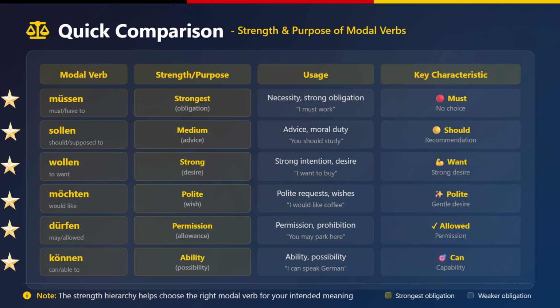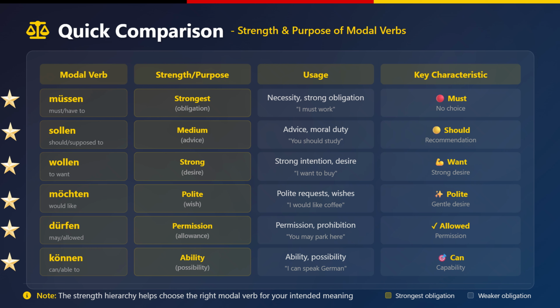Here is a quick comparison of the strength and purpose of each modal verb. This helps you choose the right one for the meaning you want. Müssen is the strongest. It means necessity or strong obligation. I must work, no choice. Sollen is medium strength for advice or moral duty. For example, you should study.